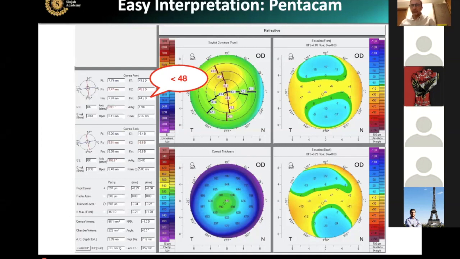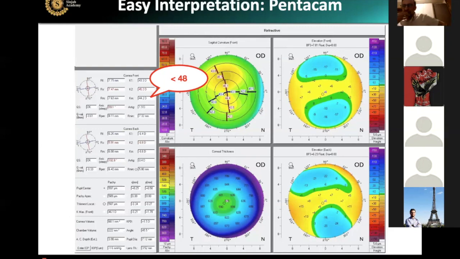Usually we get only this map for both eyes. Usually we don't get other maps, complementary maps. So I'm not going to explain the other maps. I'm going just to explain how the doctor can make a decision based on this available map. Of course, if a doctor can have access to all other maps, it would be much better.